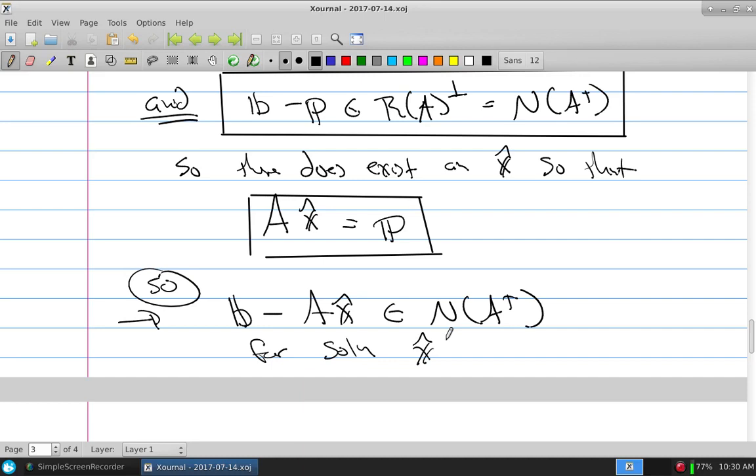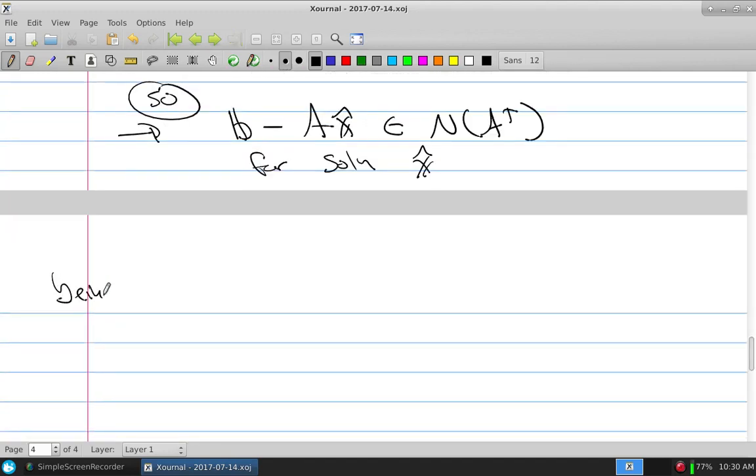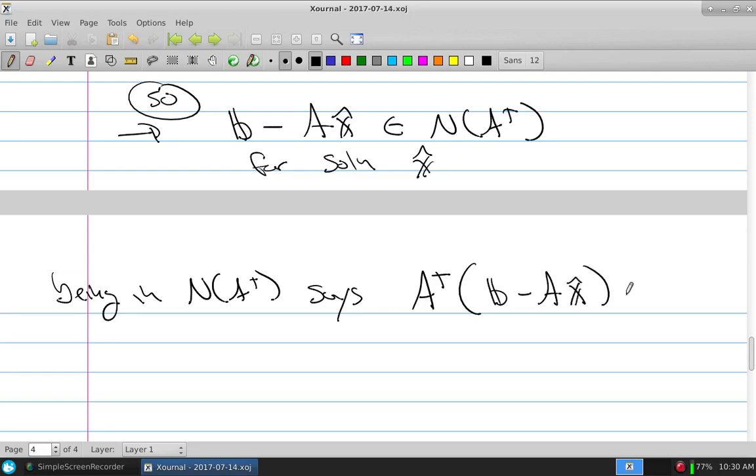All right, what does it mean to be in the null space of A transpose? If you're in the null space of a matrix, what does that mean? That matrix times it spits out 0. So if you're in the null space of this matrix, if I took that matrix and multiplied it, what would always come out? 0. So being in the null space of A transpose says A transpose times it is 0, which is actually 0 of R n. It's the left-hand side.